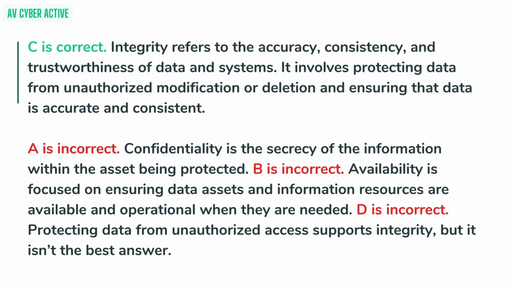B is incorrect. Availability is focused on ensuring data assets and information resources are available and operational when they are needed. D is incorrect. Protecting data from unauthorized access supports integrity, but it isn't the best answer.